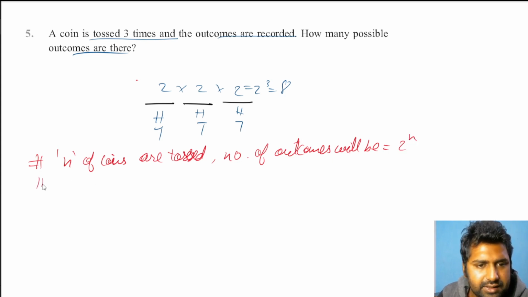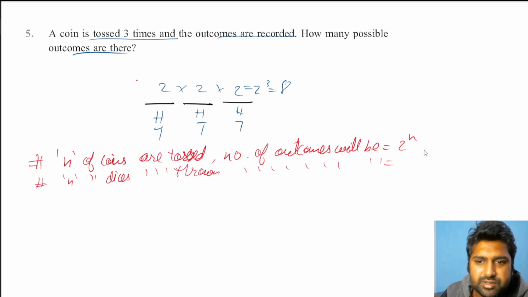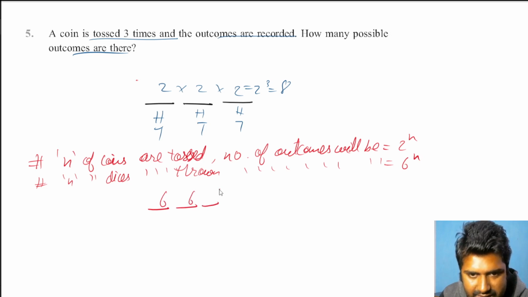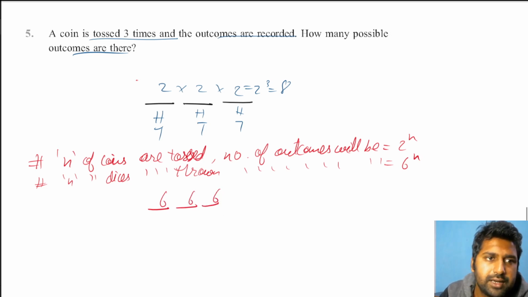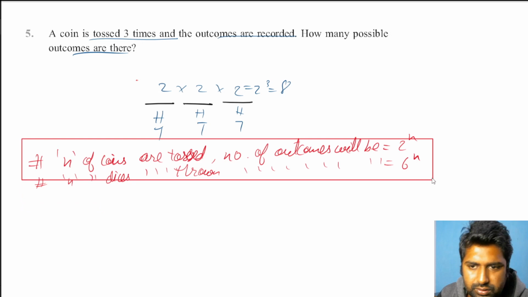Same with if n number of dice are thrown, then the number of outcomes will be: one time you throw a dice, 6 will come, 2 times 36, that is 6 raised to power 2, so for n times, 6 raised to power n. Again, one time dice is thrown, 6, next time 6, next time 6, so 6, 6, 6 are being multiplied, so 6 raised to power n. So this much you should know directly, you don't even have to think about this.